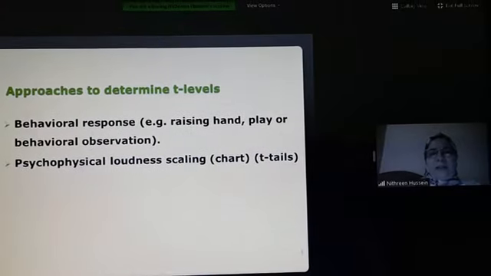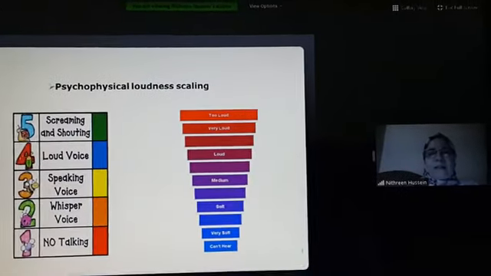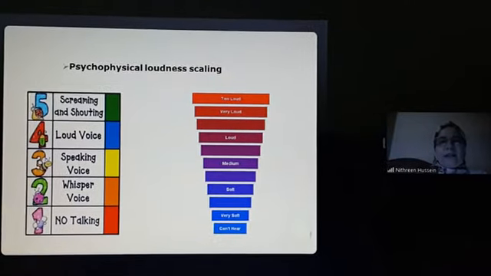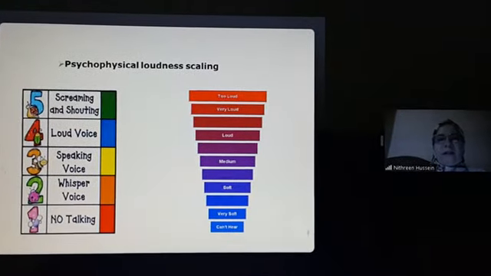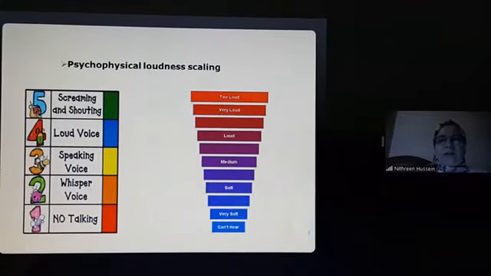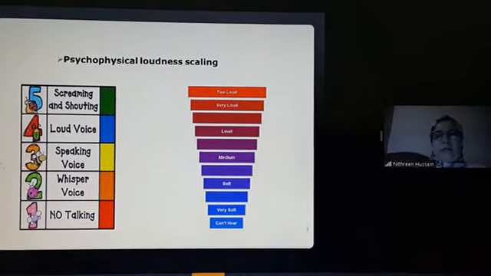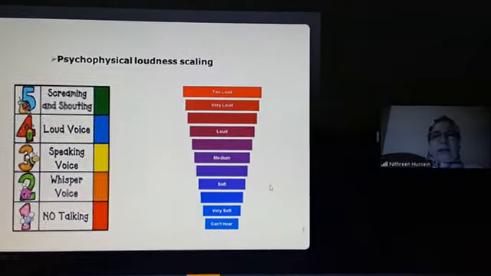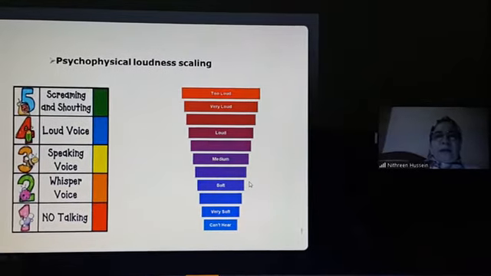Another way to measure the T levels is using the loudness scaling chart, and here we can use it in adults or in older children. And in this situation, the child or the patient will point to the level of the sound, and we can detect the threshold from this way of measure.